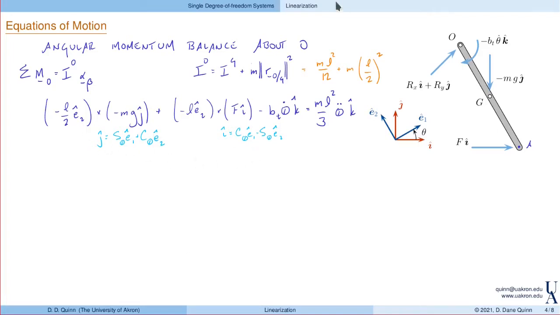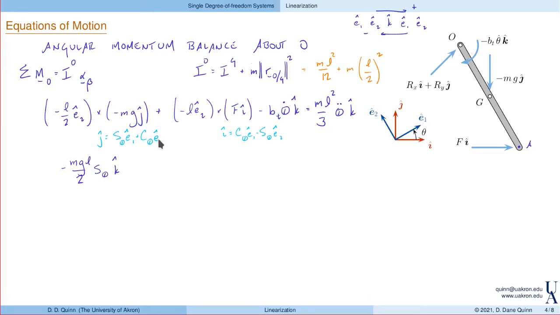E2 cross E1. Well, here, the way I remember cross products, E1, E2, K, and then of course we can add in another that. If I cross this way, it's positive. If I cross this way, it's negative. So E2 cross, well, let's look at this one. E2 cross E1, right here, is equal to minus K. So this term is minus mgl over 2 sine of theta in the K direction.